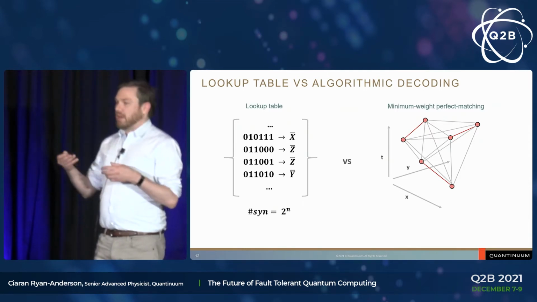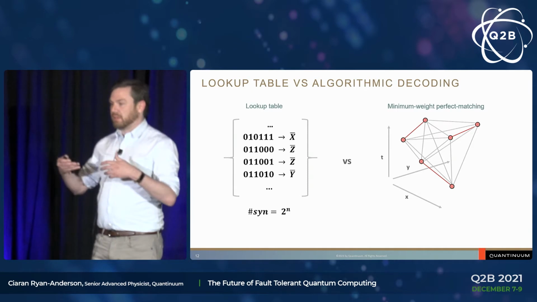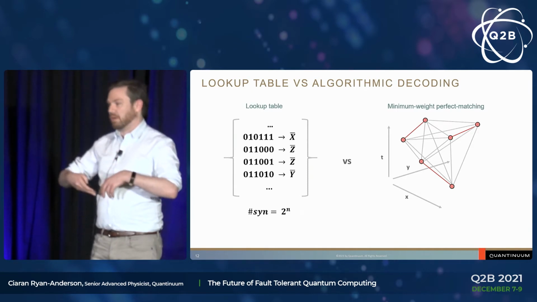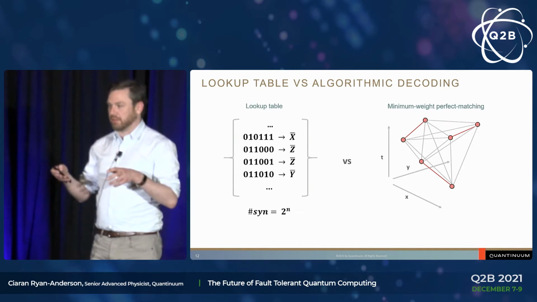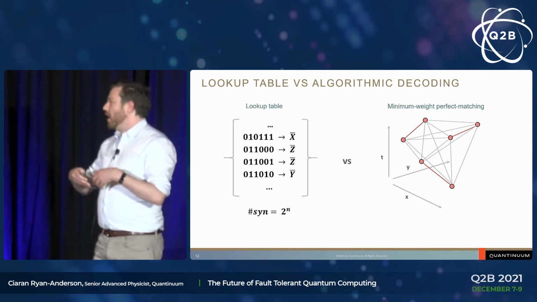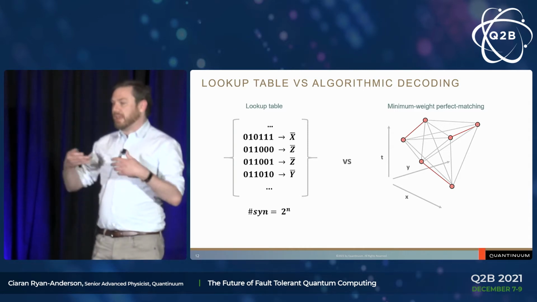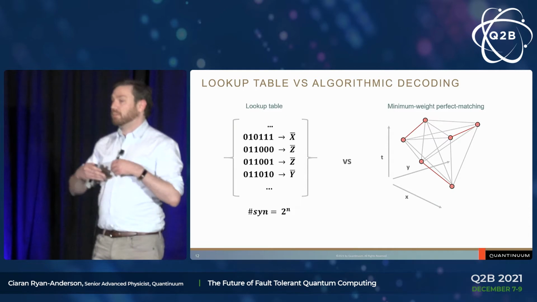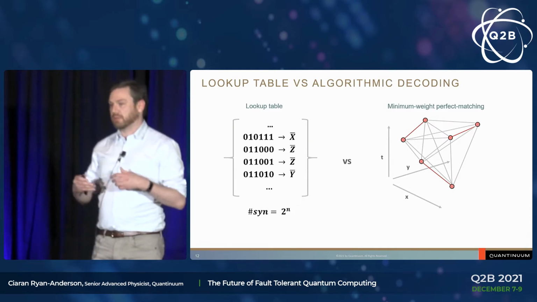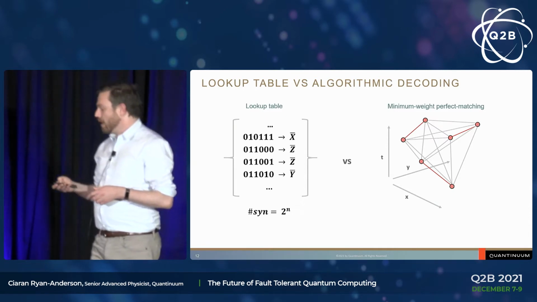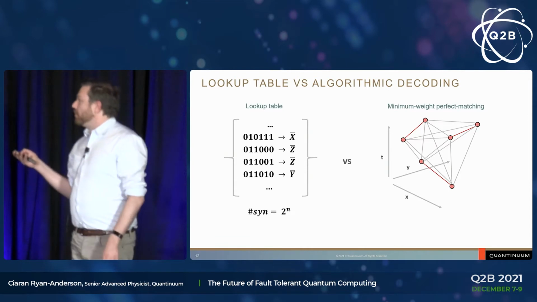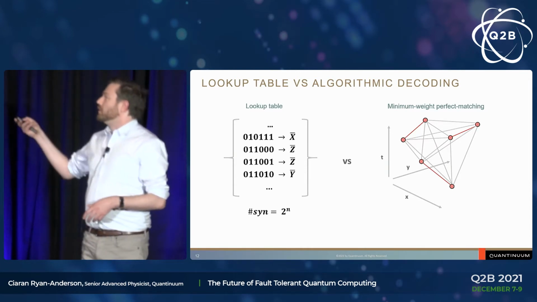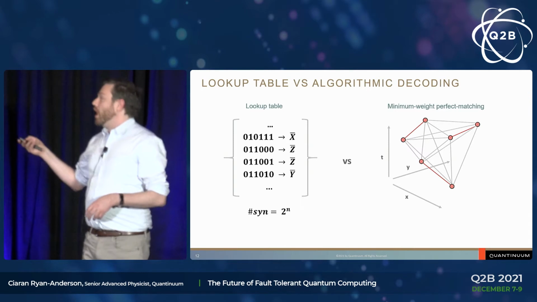And that becomes very costly as the number of syndromes goes up, as you increase the size of the code, and so on. So we can't keep on doing this in the future. So we need to push forward, and push forward on even the classical side. And for example, in general, we want to do these algorithmic decoders.